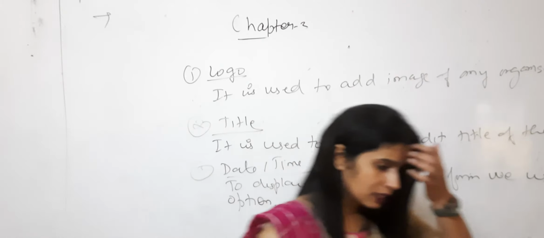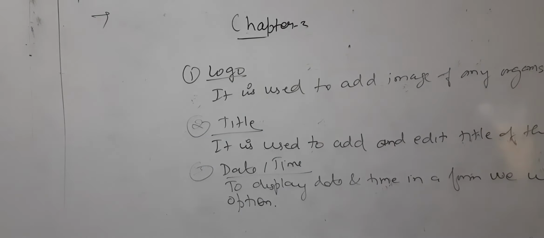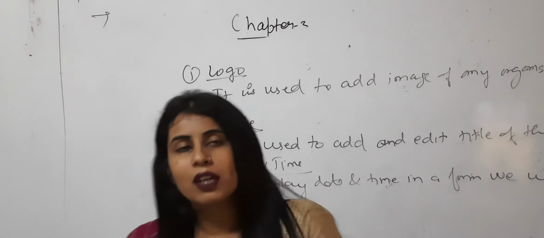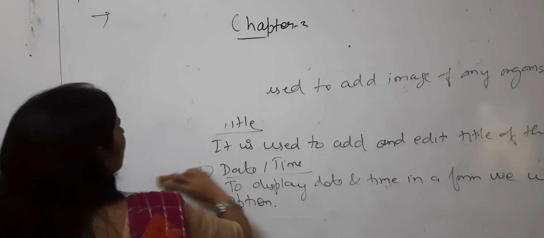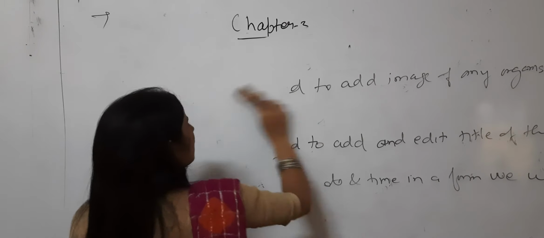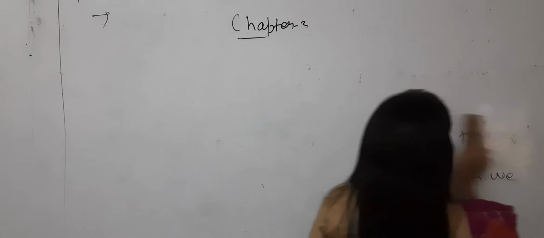So these are the three options there. The first one is Logo, the second one is Title, and the third one is Date and Time. With the help of all these, we are able to add the design to the form. Now after this we are going to adjust the appearance, which means we are going to add the theme. With the help of the theme our form will look more interesting.